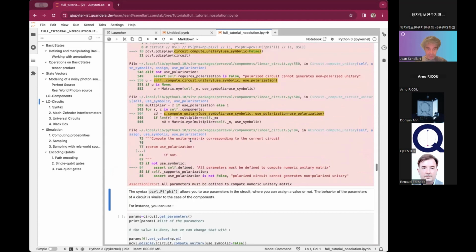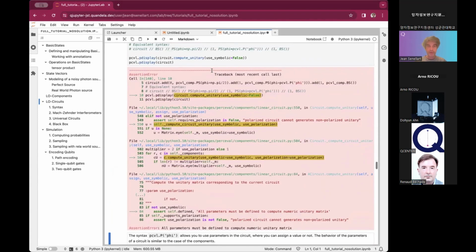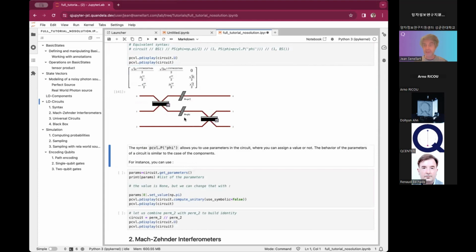What did I do wrong? Oh no, of course I cannot. Why can't I do that? So it's a good error. I cannot do that because I have parameters in my circuit. So I cannot display the numeric value because there is still some parameter here, phi, that is not defined. So it's a good error to learn something.